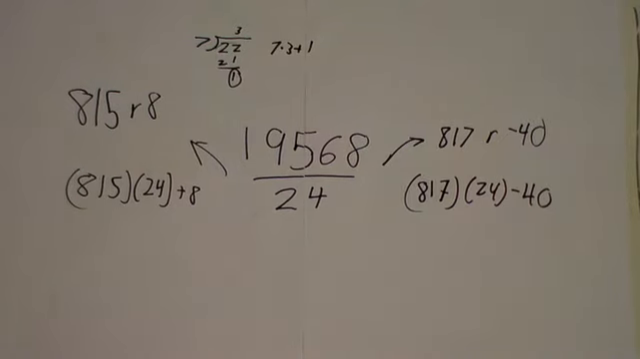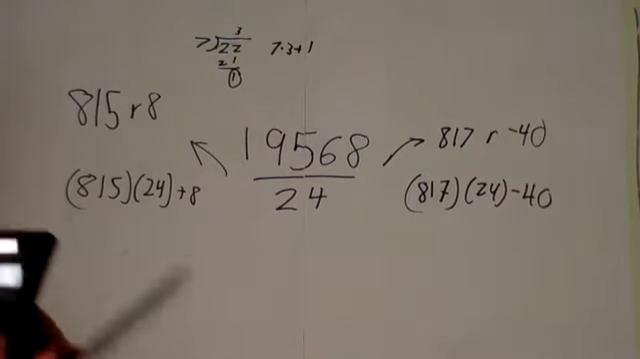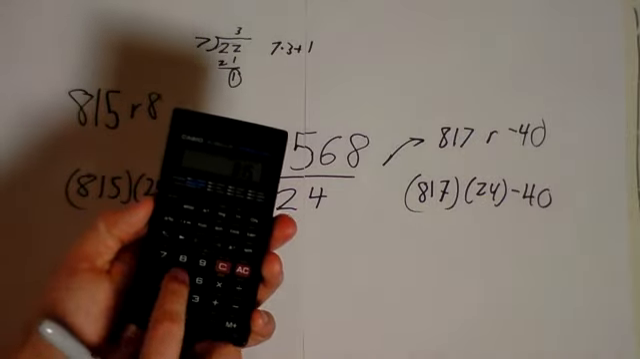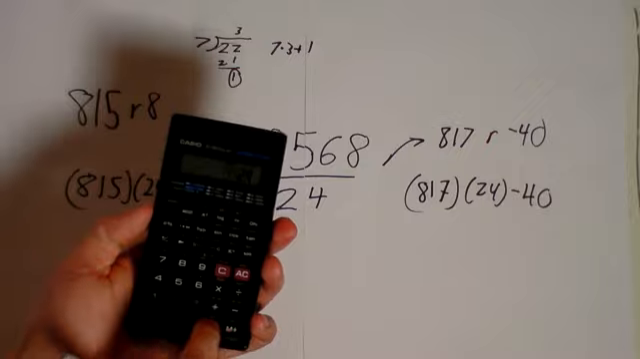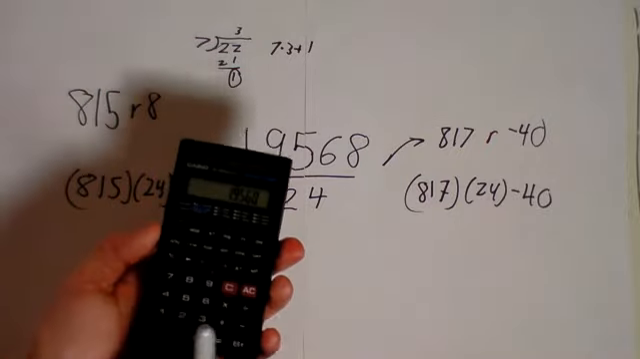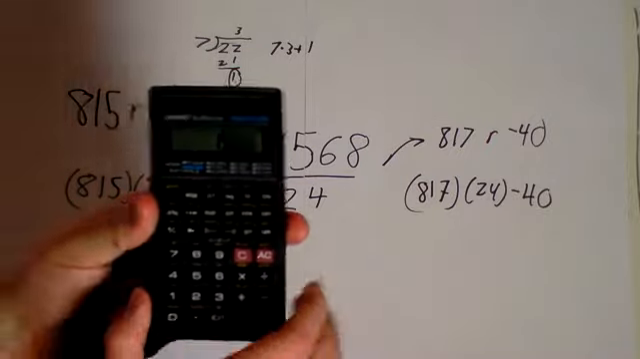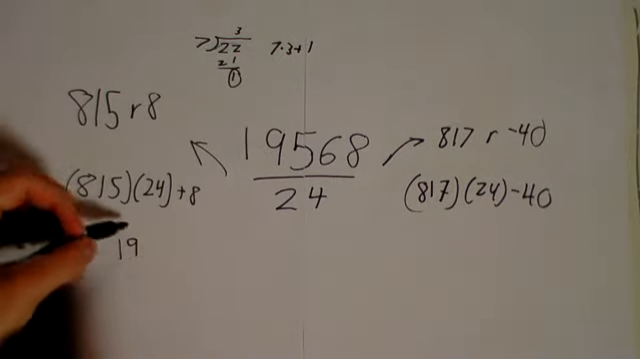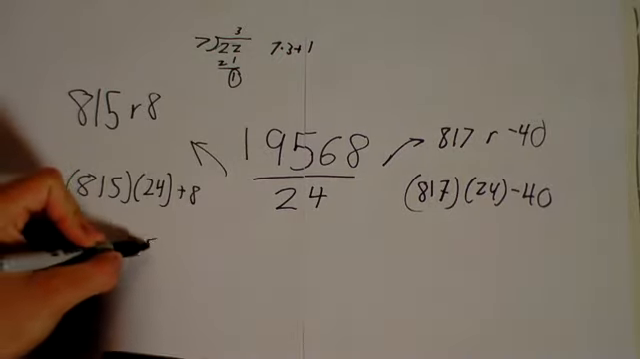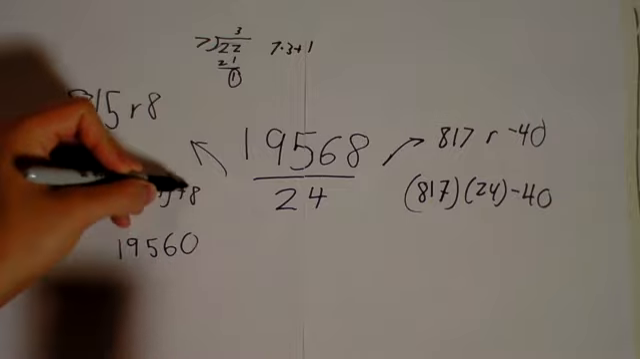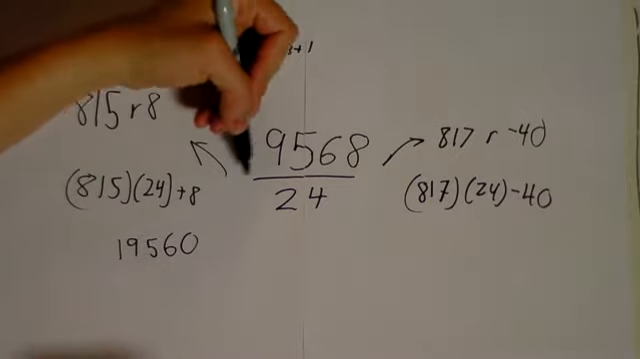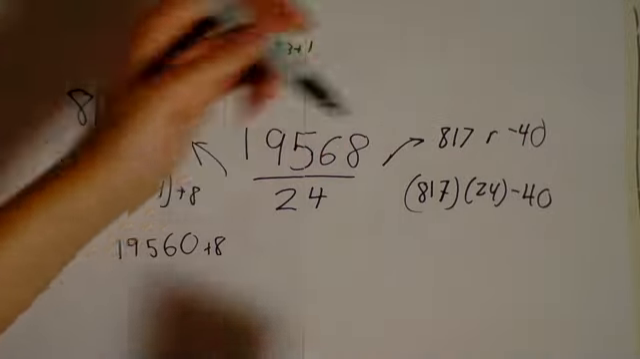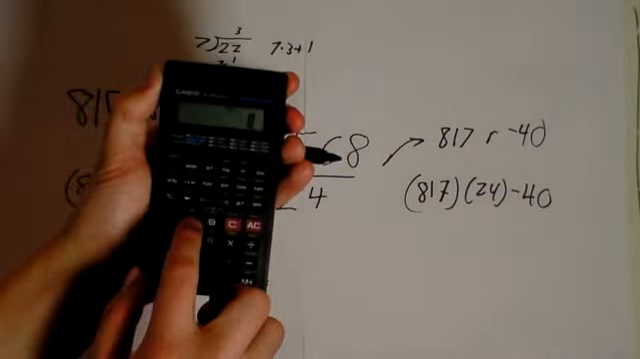Normally, I hate using calculators, but just to speed things up a little bit, we're going to take 815 times 24 is 19,560. Hope you can see that. If not, you can do it on paper. You should be doing it on paper anyway. Plus 8 is 19,568. Alright, now let's take 817 times 24.